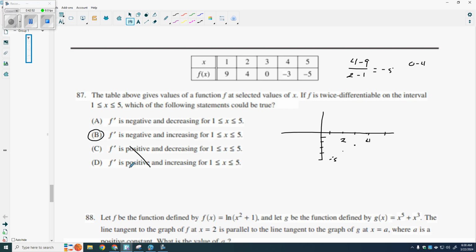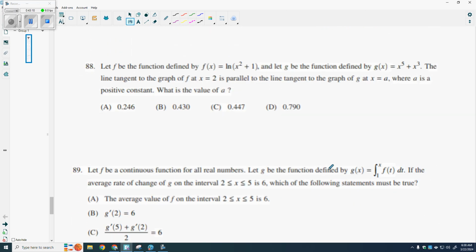We know these are out because it's not positive. But it's negative. But the question was, is it decreasing or is it increasing? Easiest way is just to calculate a quick average and just plot the points, and you can see it's increasing. Okay.